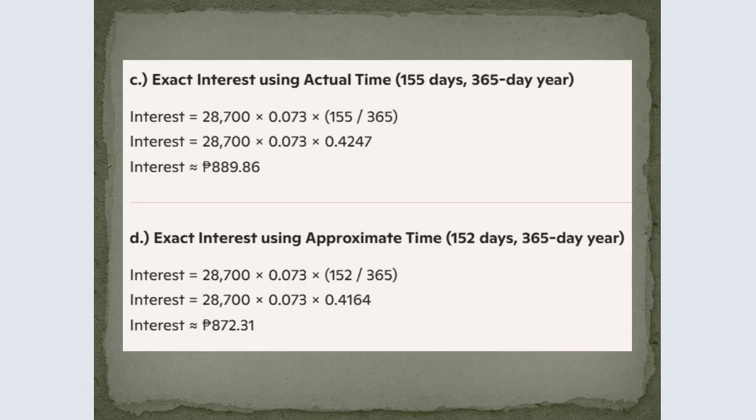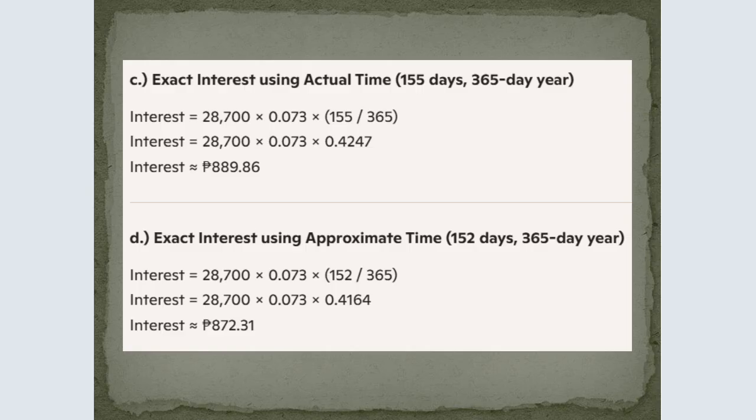For letter C, the exact interest using actual time. Now for the actual time, we have 155 days. And since it is exact, our base is 365. So the interest is 28,700 times 0.073 times 155 divided by 365, and that will give us approximately 889.86.